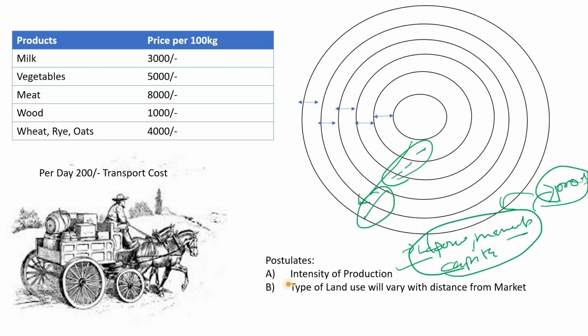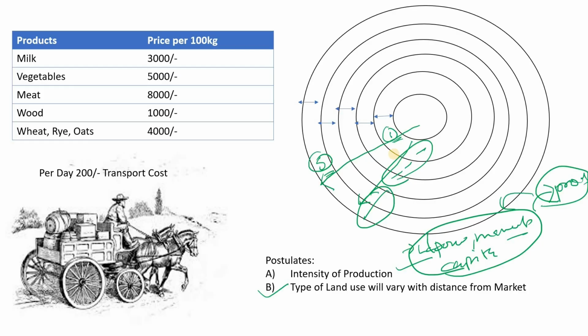Okay, and also what he said in his postulate B, or postulate number 2, is that the type of land use will vary with the distance from the market. He said that suppose you are here, you will use the land differently, and suppose you are in ring 5, you will use the land differently. So as you move away from the market, the type of land use will vary, and this is also seen in real world scenarios.